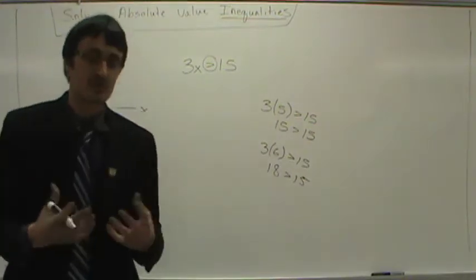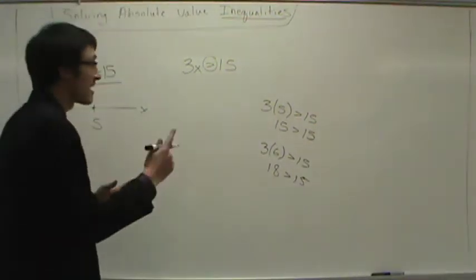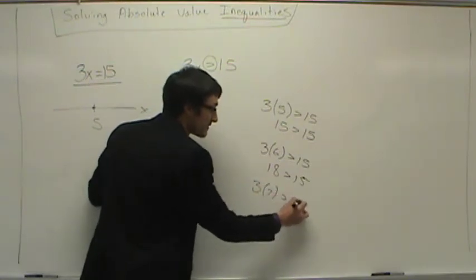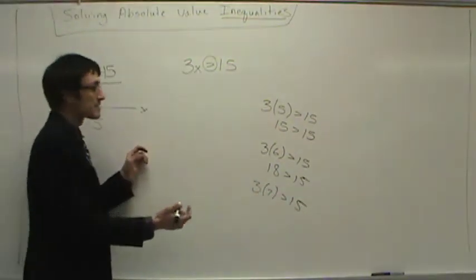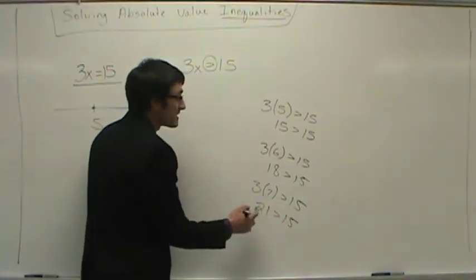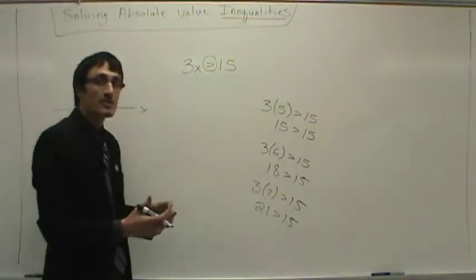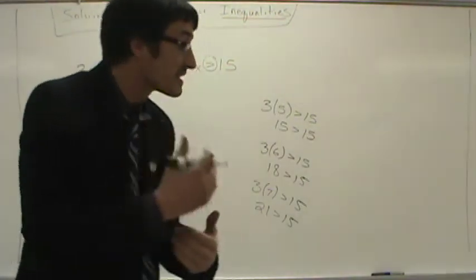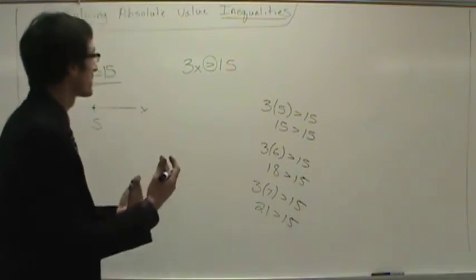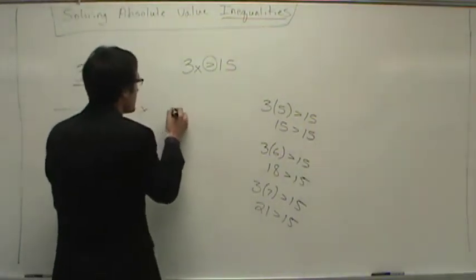What else works? Maybe 7. 3 times 7. Is this greater than 15? Yes. Okay, so we get 21 is greater than 15. Absolutely. So we see 6 works, 7 works. What else would work? Hopefully you can see that 8 would work. 9 would work. So we see here, let's put a number line.